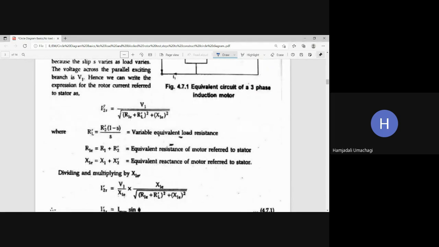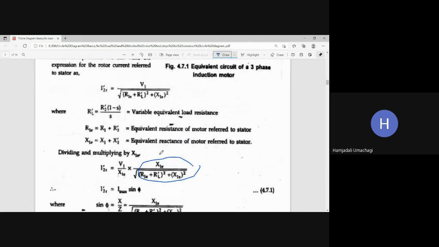So now this is the current equation for the rotor current referred to the stator side. Whatever basic series RL circuit concept we have seen, the same concept we are now going to correlate with the induction motor equivalent circuit. In the earlier case we saw that I is equal to V by Z, and later on we multiplied and divided by XL. The same thing we are going to do now. Here I dash 2R is equal to V by Z. For this we are going to divide and multiply both numerator and denominator by X1E, the equivalent reactance of the motor referred to the stator side.